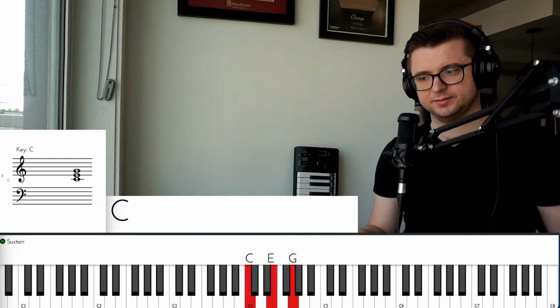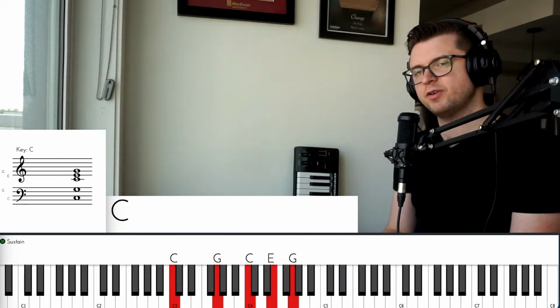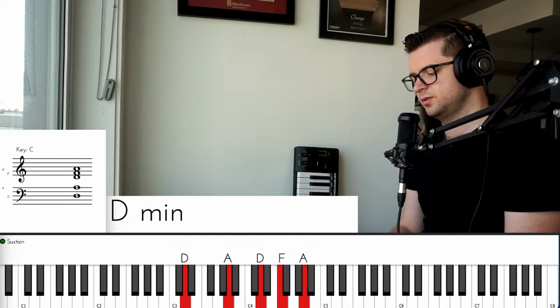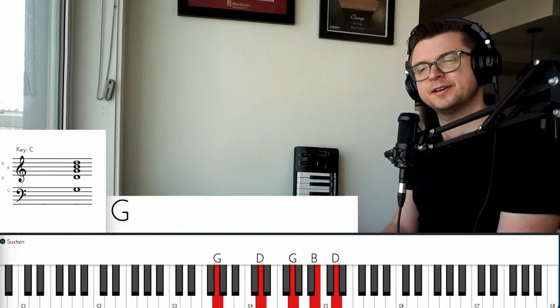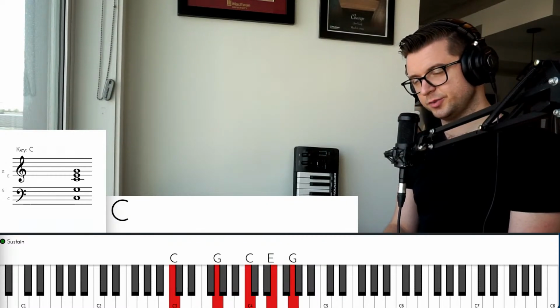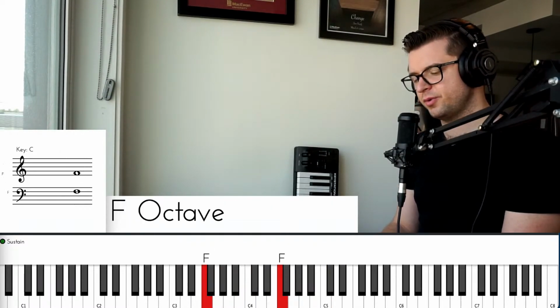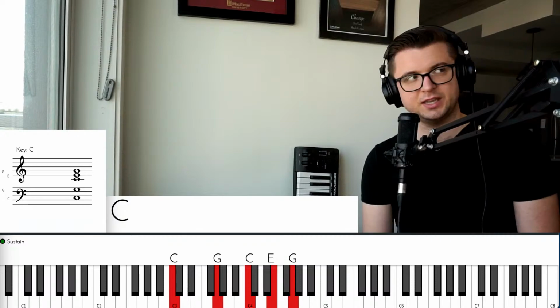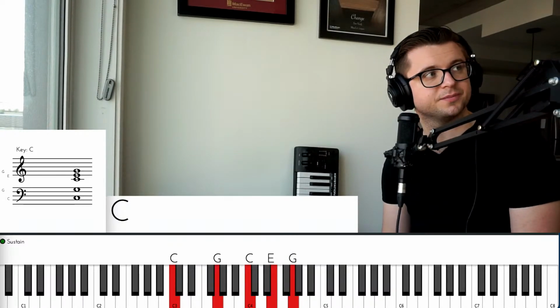When I play a chord progression, let's say I have a 1, 2, 5, 4, 1. So 1, 2, 5, 4, 1 in the key of C. It's a very fun progression.